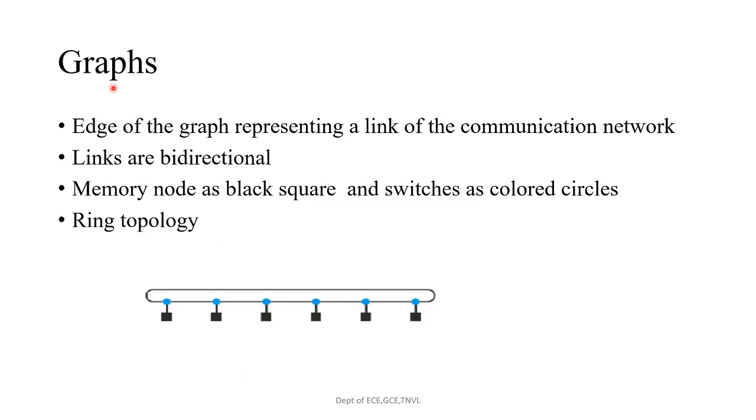Networks are generally drawn as graphs, with each edge of the graph representing a link of the communication network. In this section, the processor memory node is always represented as a black square and the switch is shown as a colored circle. We assume here the links are bidirectional, that is, the information can flow in either direction. The network consists of switches whose links go to processor memory nodes and to other switches.